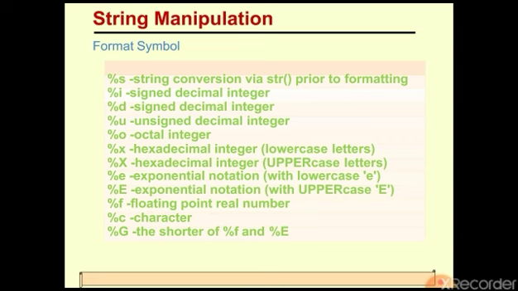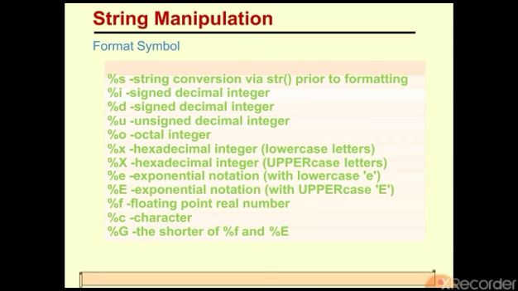Because in a signed value, one bit will be reserved for the sign bit. Now, octal integers can be printed by using the %o symbol. Then %x is for hexadecimal integers. Then capital %X is for hexadecimal integers in uppercase letters.